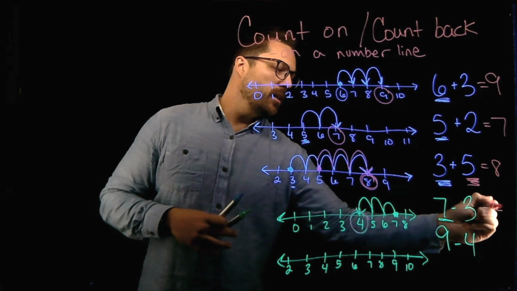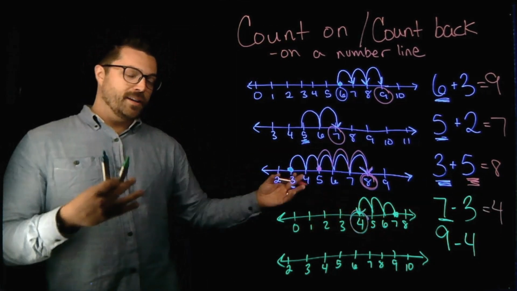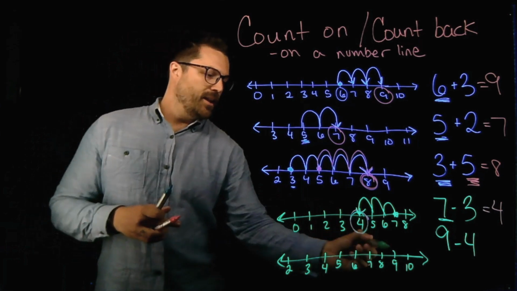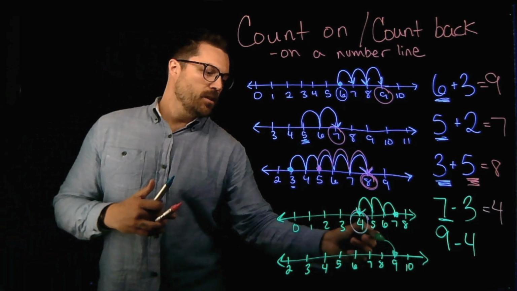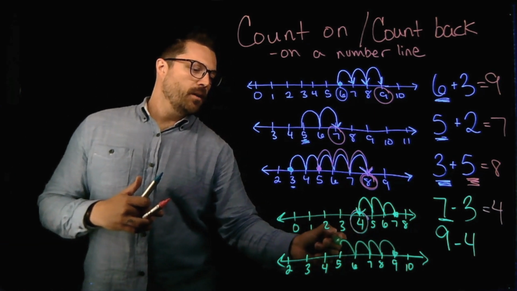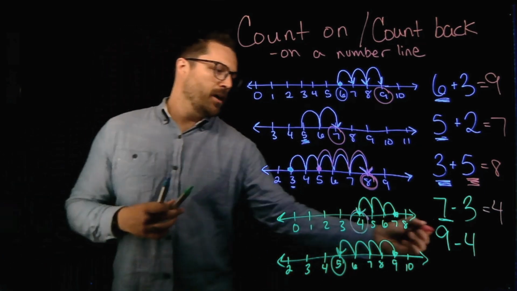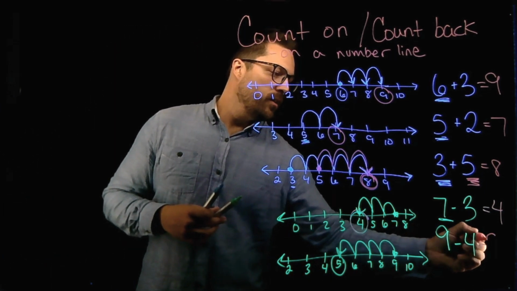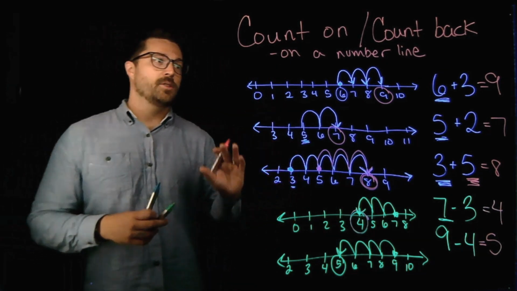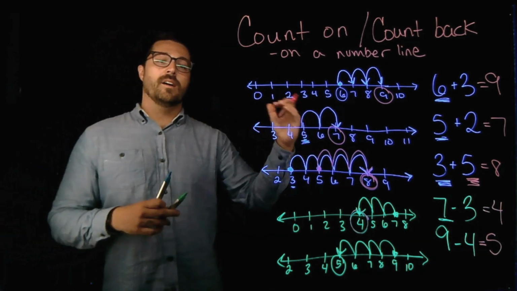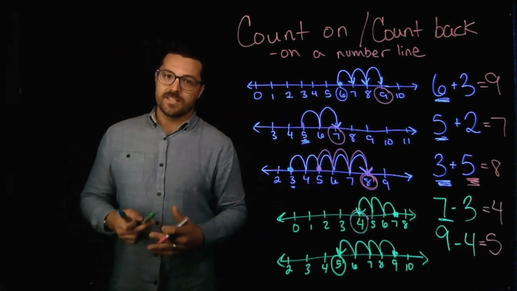9 minus 4, again, I'm going to start at 9. I'm going to count back or jump back 4 spaces. 1, 2, 3, 4. I see that here I'm at 5, so 9 minus 4 is 5. So that is using the number line to show that counting on, counting back as jumps forward, jumps back in order to add and subtract.